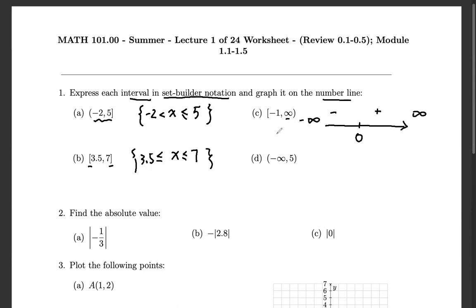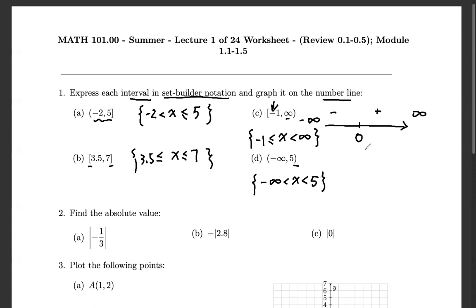Okay, so set builder notation, we see x greater than or equal to the left one, which is -1. So the left one is always smaller. The right one is always bigger. And less than infinity, because infinity is not a number. We never use equal sign here. So just less than infinity. Then we use braces. So similarly, this one, we see negative infinity less than x, variable x, less than 5, because it's a close parenthesis, so no equal sign.